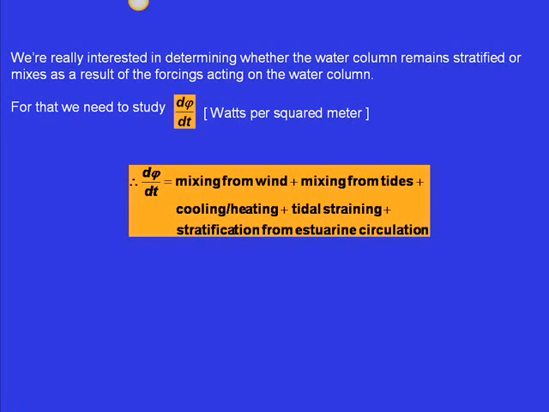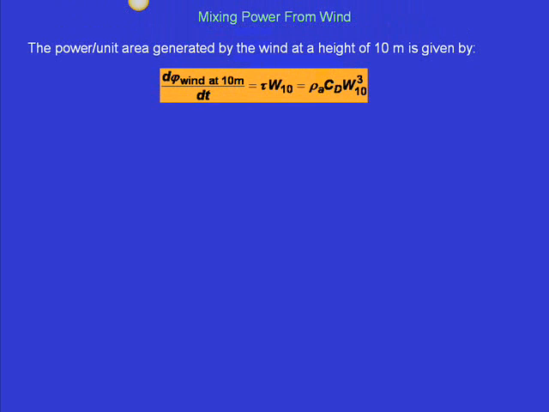Okay. So first, we need to find how to represent this mixing from wind. How would you start doing this? Well, you probably printed out the notes so you know where we're going. So first we're going to discuss how to represent the mixing power from the wind. And that power per unit area generated by the wind at a height of 10 meters is represented in a slightly different language.